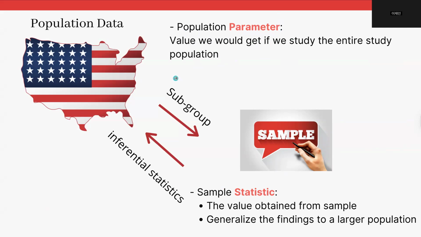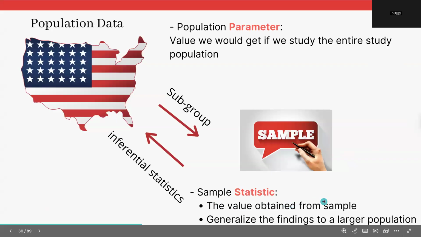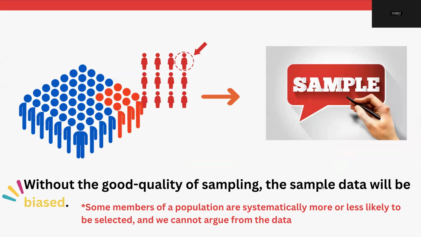So every 5 years, in the United States and in South Korea, we do collect census data. But this is about all the people in the country, and usually it's very expensive. So we are using the sample statistic from the sample data, the value obtained from the sample, and generalizing the findings to a larger population. So that's why we need to have representativeness of the population.